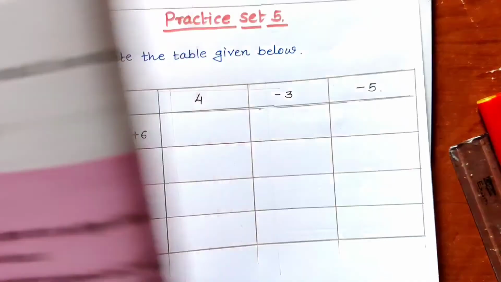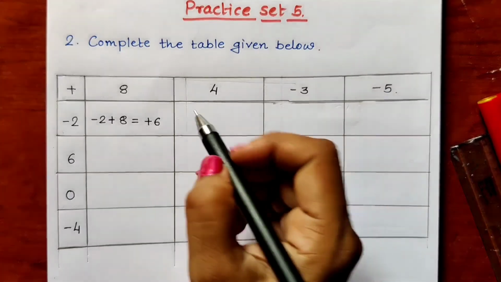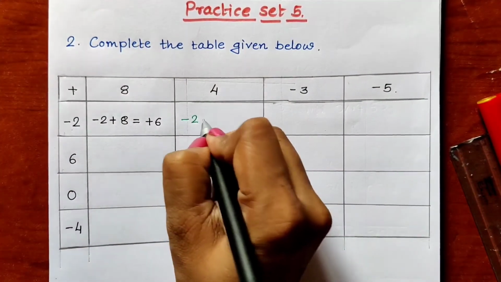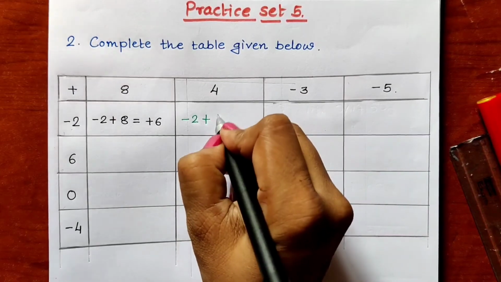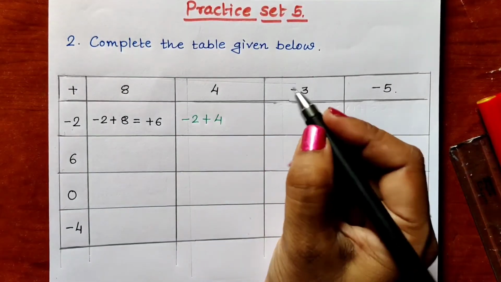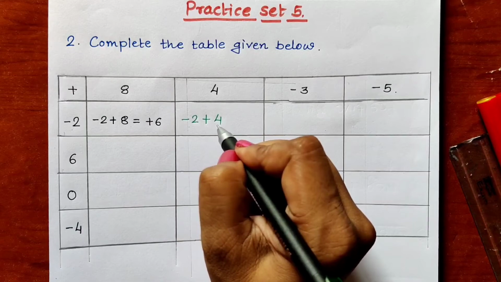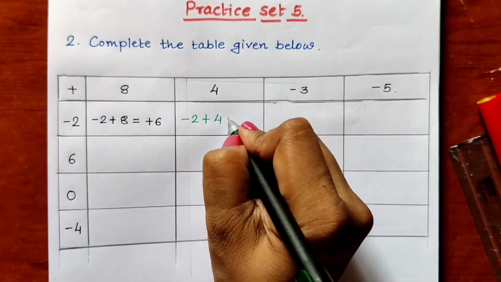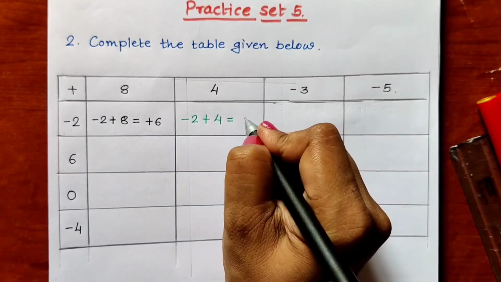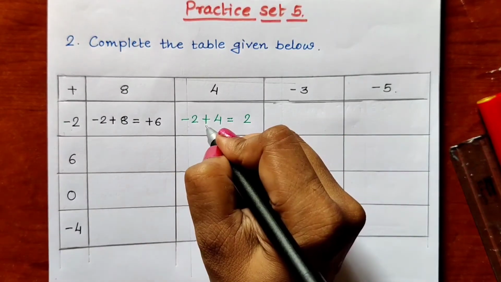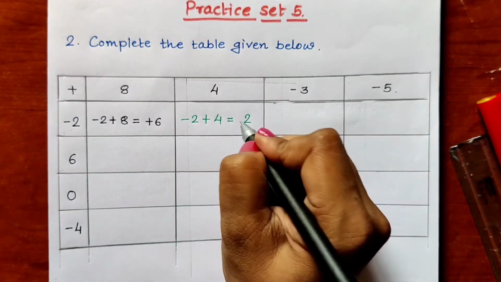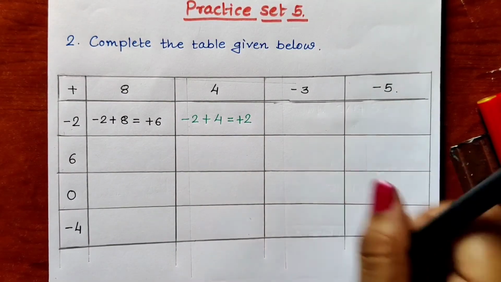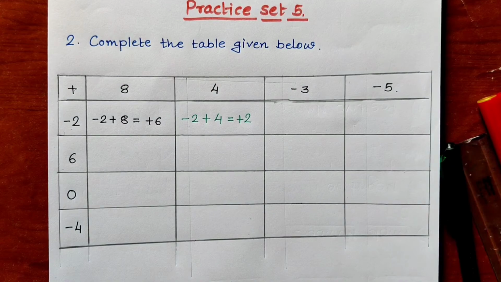We will be solving the second column now. In this next column, we have to take this minus 2 plus this 4. Minus 2 plus 4. What will be the answer? Minus, plus, two different signs. We will have to subtract the smaller number from the bigger one. That means 4 minus 2. Answer is 2. And the sign of the bigger number. Bigger number has a plus sign. So we will be giving the plus sign. In this way, we will have to solve all the remaining sums.